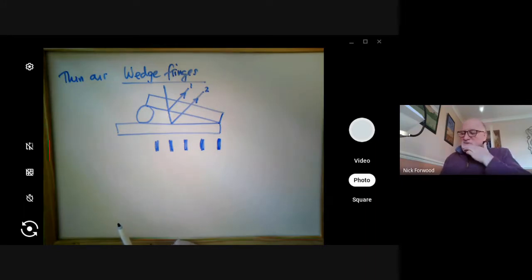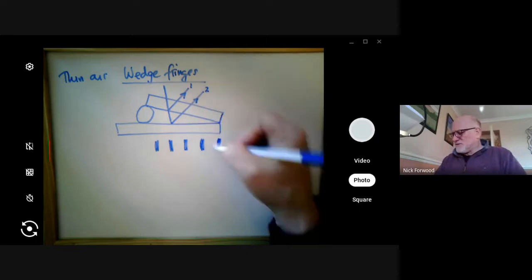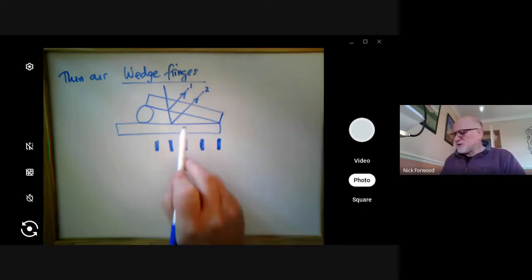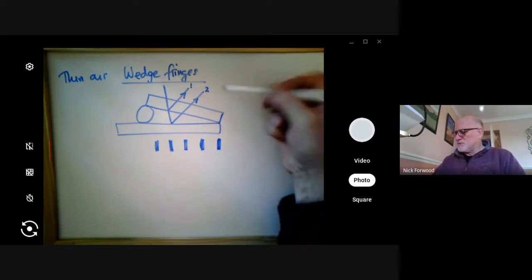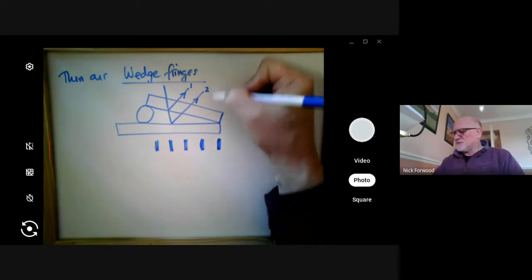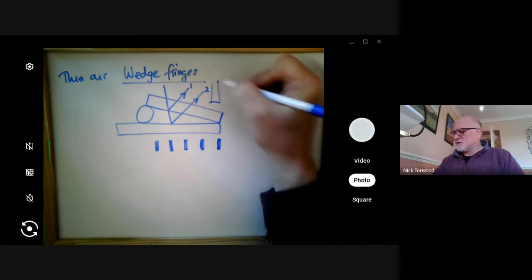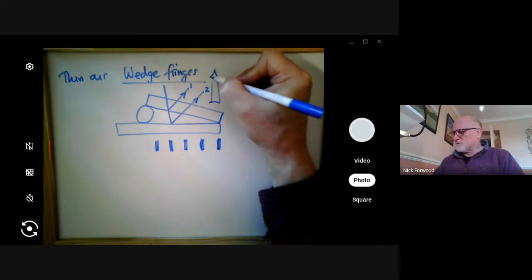Now, in reality, you can't see this just looking with your eye. What you would have to do is set up a microscope above here to see these fringes, because this wedge is so thin, the fringes are so small. It's not like the lens with Newton. So a microscope is used here, and your eye is looking into the microscope.